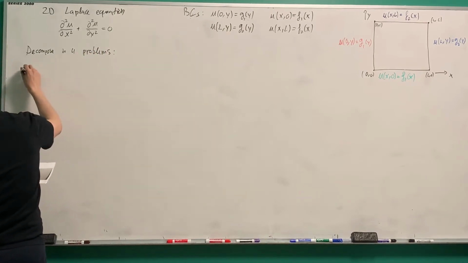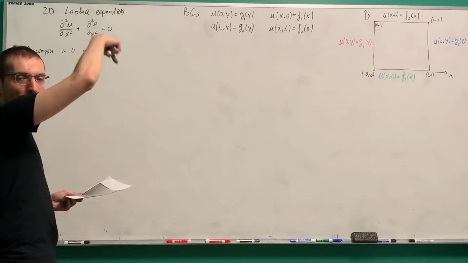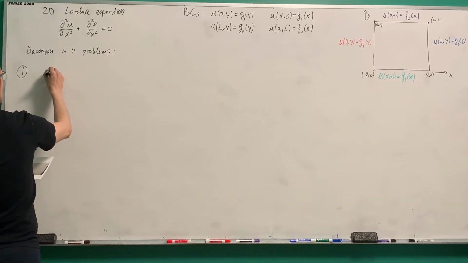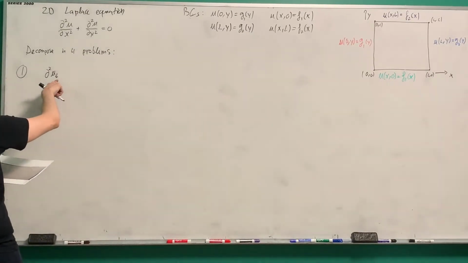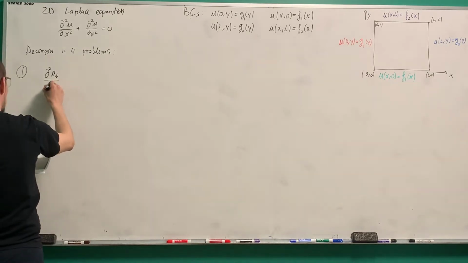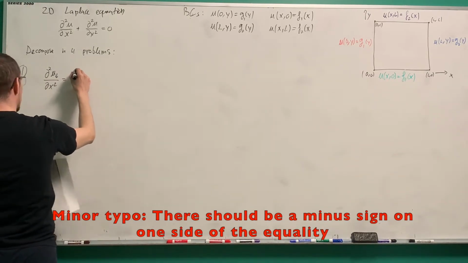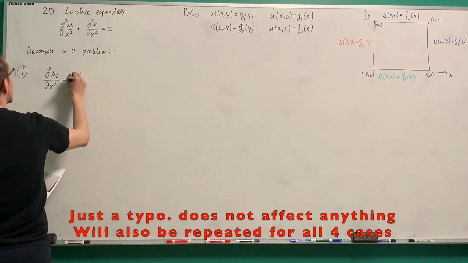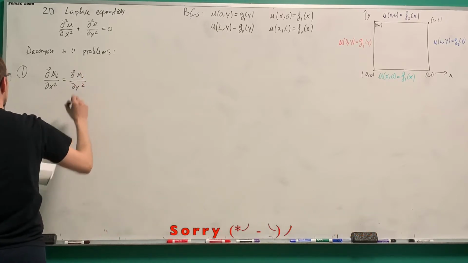So I'm going to do problem 1. Problem 1, I'm going to call it the problem for the wall. I'm going to call it the down problem. And the down problem is partial of some function that I call u down, arrow going down, with respect to x squared, equals second derivative of u down with respect to y twice.